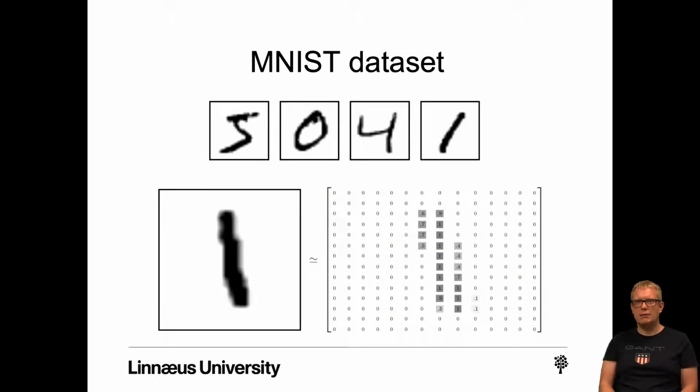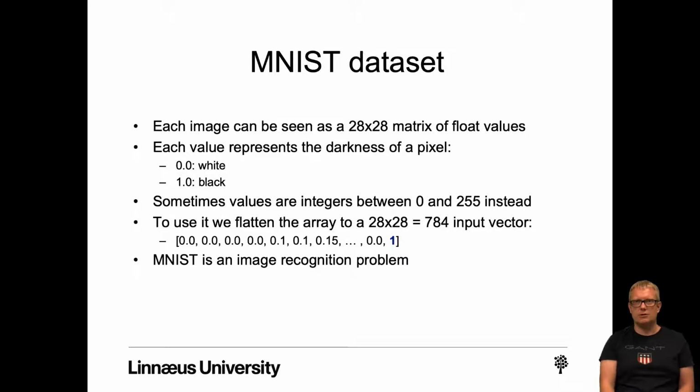So it looks like this. We have the actual handwritten digits, and they map to a 2-dimensional array of values. So each of these images can be seen as a 28 times 28 matrix of float values. Each value represents the darkness of the pixels, so 0 is white, the background, and 1 is black, the central parts of the written digits. And sometimes the dataset has integer values between 0 and 255 instead.